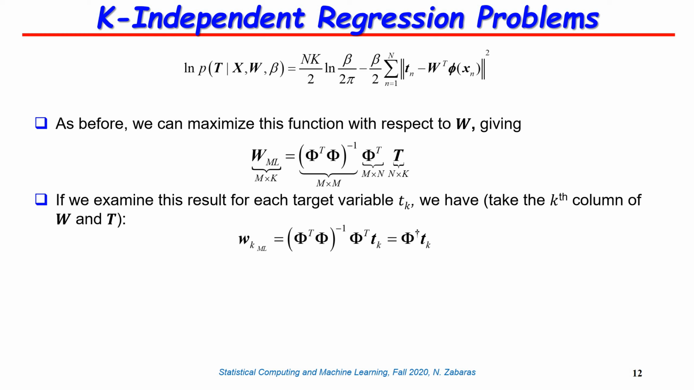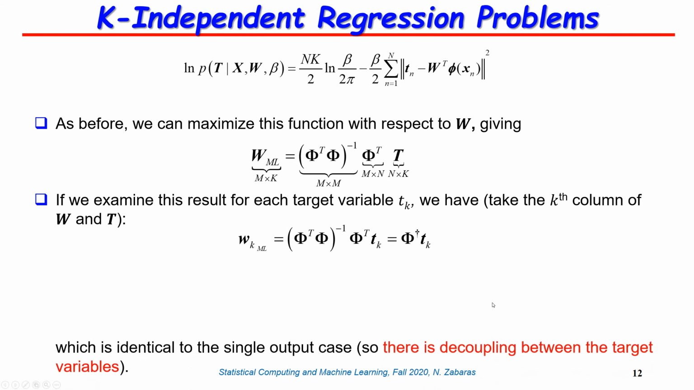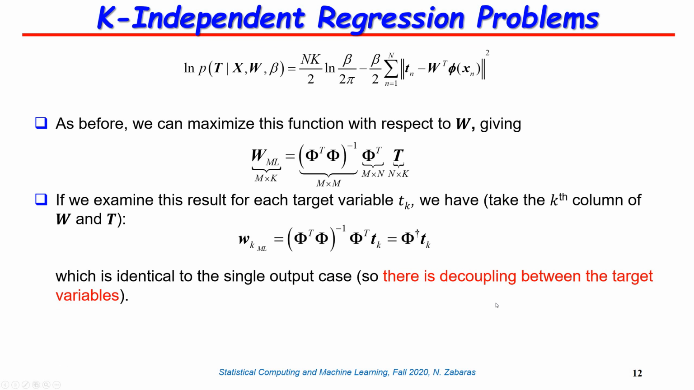So effectively, what we have is K decoupled regression problems, each of which can be solved with the same design matrix capital Phi. Once you compute this matrix, you have actually solved all of these problems, because multiplying with the corresponding target gives you the corresponding W.